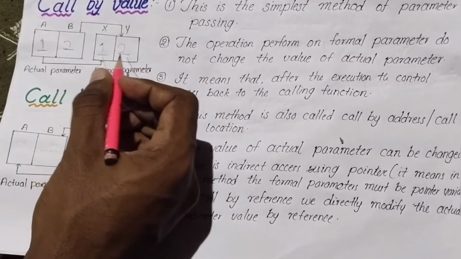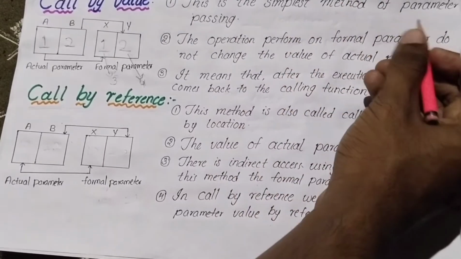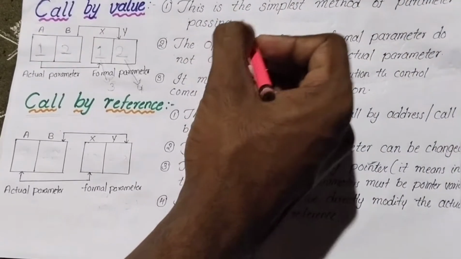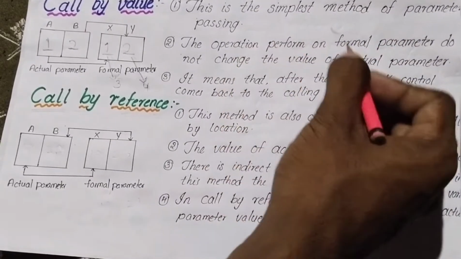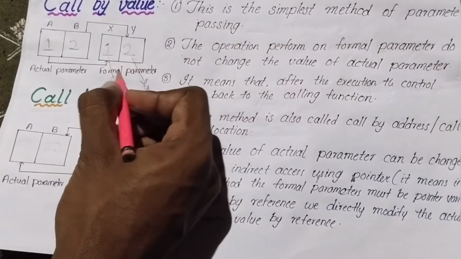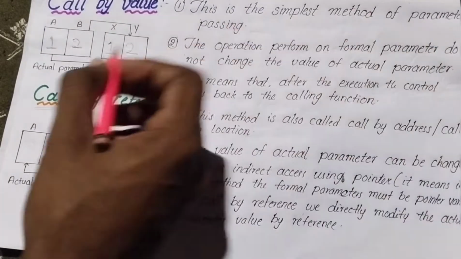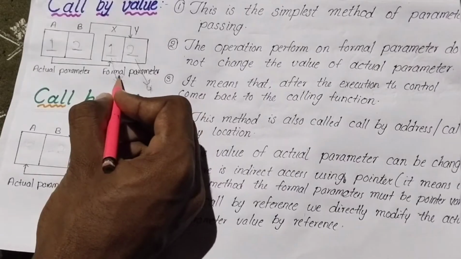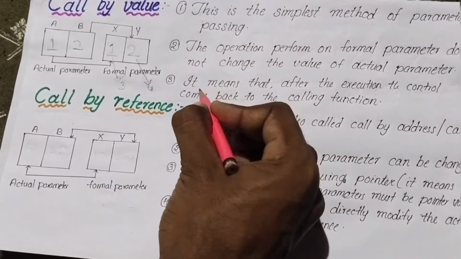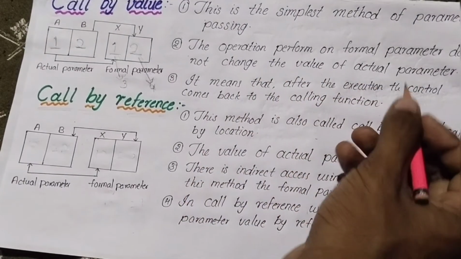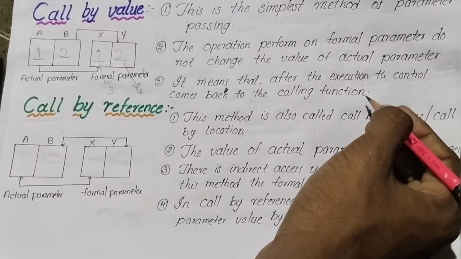Now let us see some more points related to call by value. This is the simplest method of parameter passing. The operations performed on the formal parameter do not change the value of the actual parameter. The change in the formal parameter does not affect the actual parameter. It means that after the execution, the control comes back to the calling function.